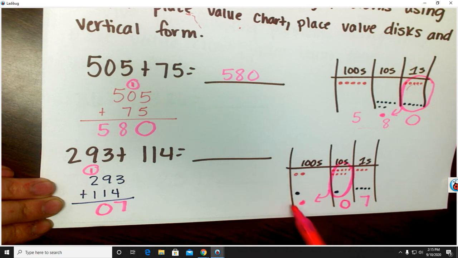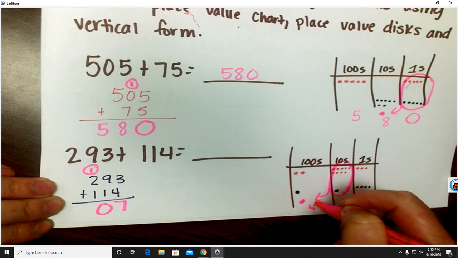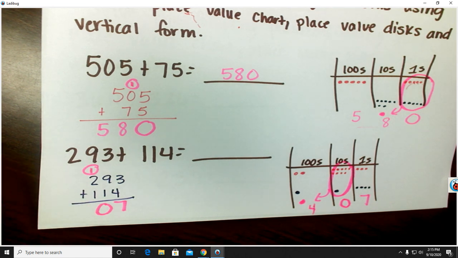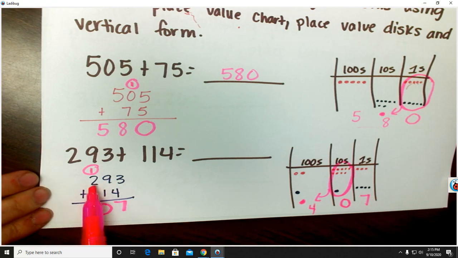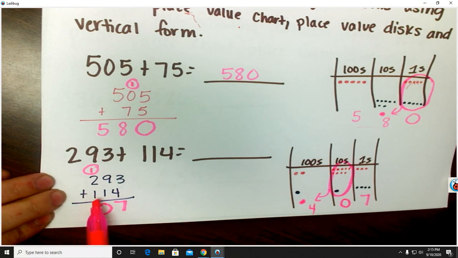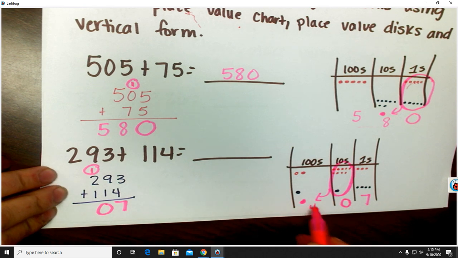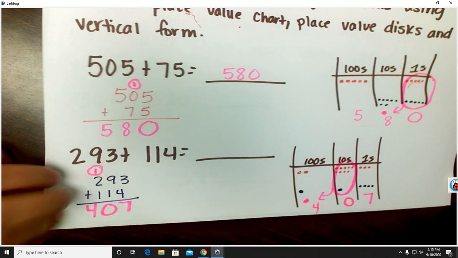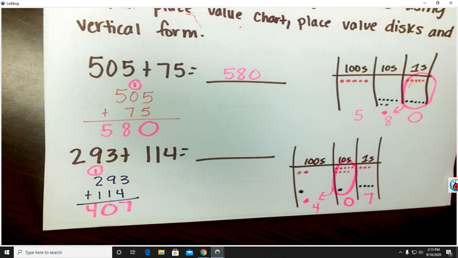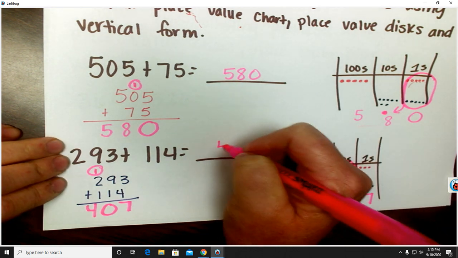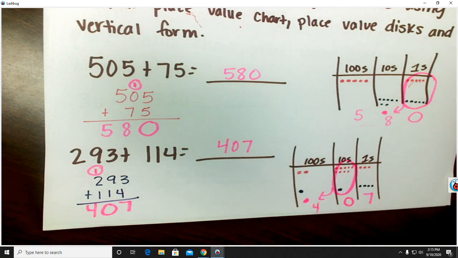1, 2, 3, 4. So I have 407. So I'm going to go back to my vertical form and do 2 plus 1, which is 3, plus 1 more, which is 4. So I got 4 in my hundreds place, so I have 4 here. Okay, so that's 407. So I know my answer is 407.